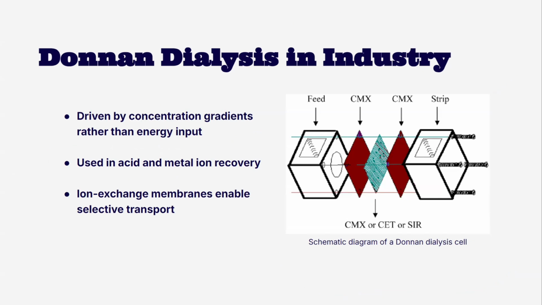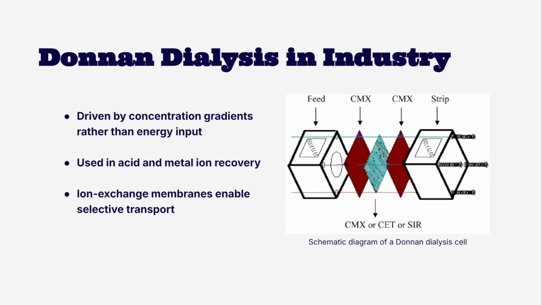Donnan dialysis is also known as diffusion dialysis, and it operates on the principle of ion exchange across a membrane driven by concentration gradients. This method is particularly effective for metal ion recovery, as it facilitates the enrichment and separation of metal ions, including the recovery of noble metals like gold, copper, and silver from dilute solutions. And also in acid recovery, Donnan dialysis enables the reclamation of acids from solutions contaminated with metal ions, allowing for the reuse of acids in industrial processes.